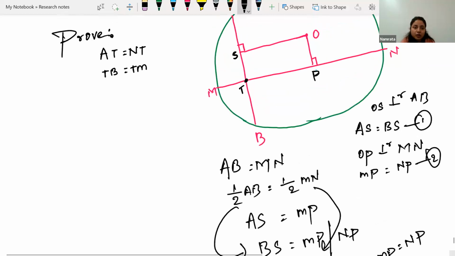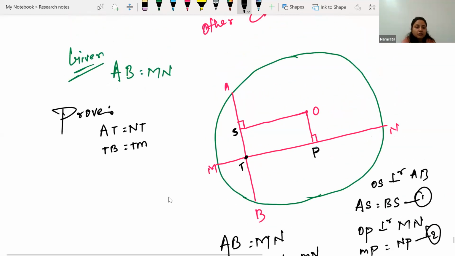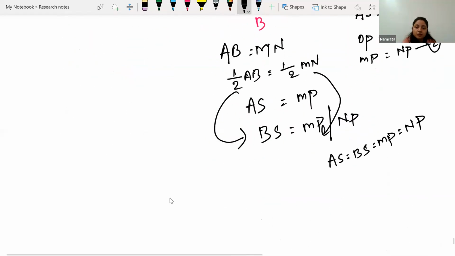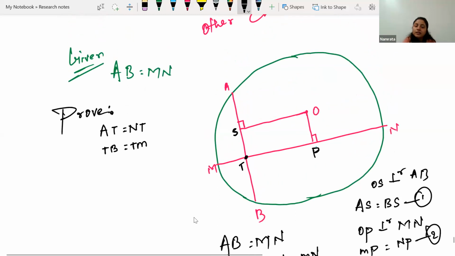Now let's get back to our proof. We have to prove that AT is equal to NT. Let's give it a name, equation number 3: AS, BS, MP, NP are all the same. Now AT is equal to NT, that's what we have to prove.